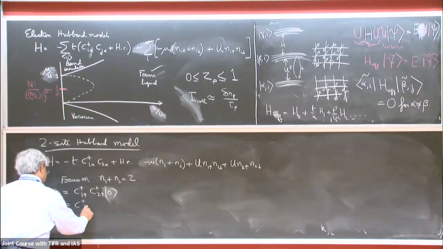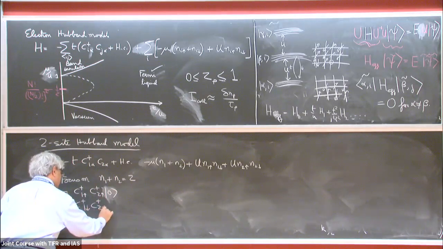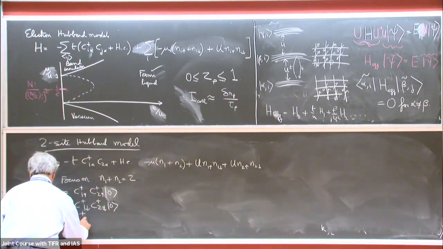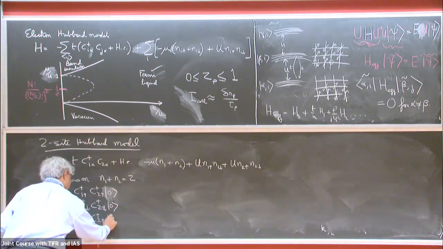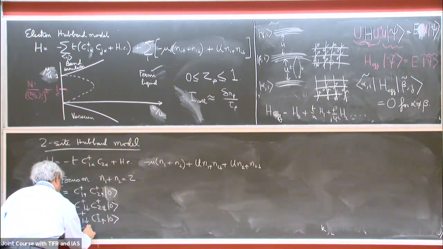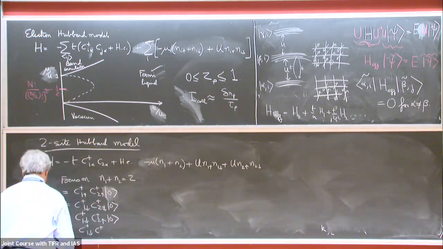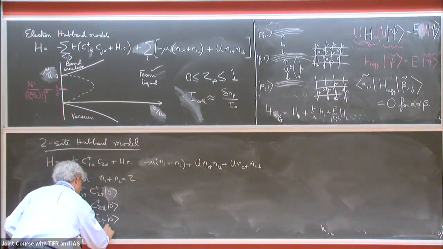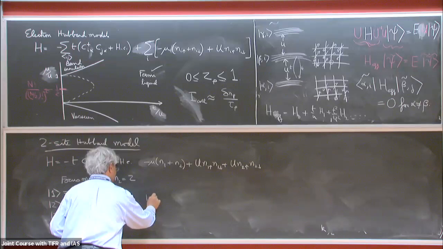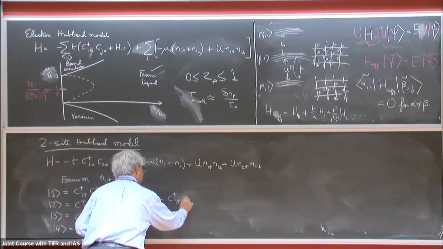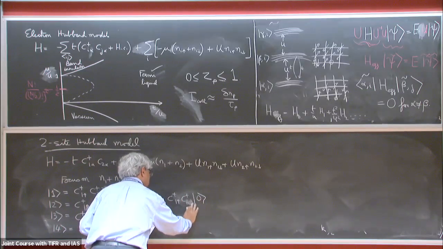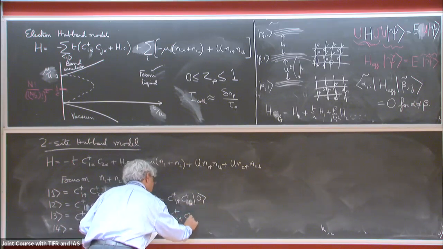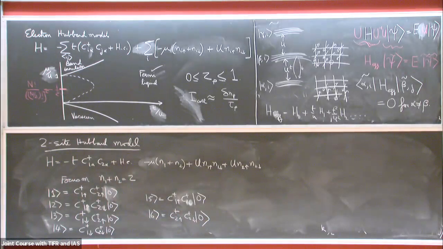Okay. c1 down dagger, c2 down dagger, 3, which is c1 down dagger, c2 up dagger, 4, c1 up, okay. Sorry, I want to keep the same thing in my notes. Up, down, and down, up. And then there's 5 and 6. Okay, it takes more time to write them down than to solve the problem. But anyway, okay, so these are the 6 states.